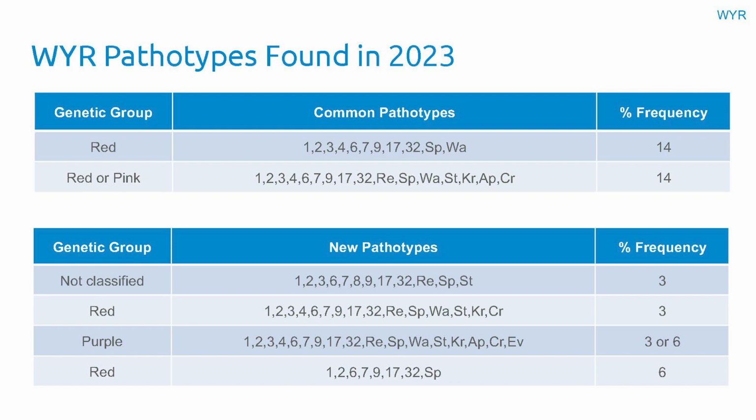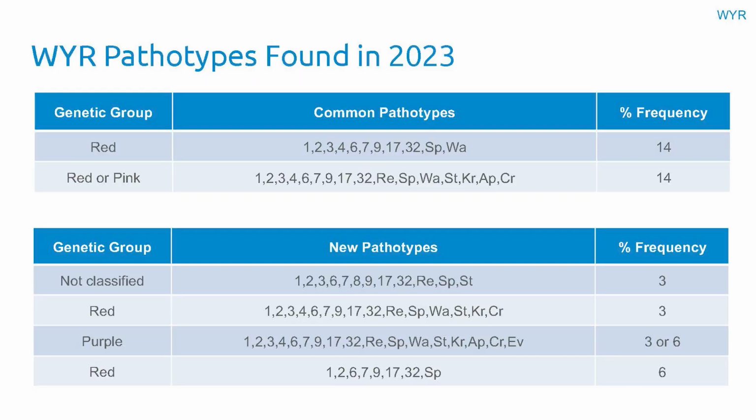Did we detect any new pathotypes in 2023? We did. We have this top one, which had virulence for YR8. That one was not classified purely because we didn't genotype that particular isolate. And then we have these other ones. We had one belonging in the red group. Purple, again, I've had to put 3 or 6% frequency because I had 2 isolates that carried that pathotype. One was genotyped to be in the purple group, the other one we didn't genotype.